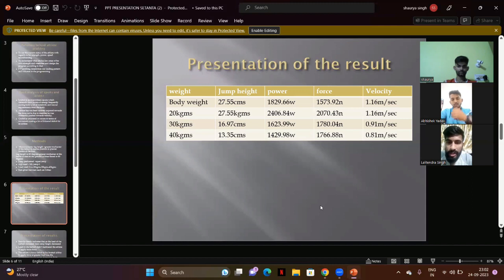In the fourth one, it was 13.35. Again, he was not able to produce more force, which was the requirement as he was loaded, because his body was lacking the strength. This cost him a loss of 3 to 4 centimeters from the previous jump. He also lost his velocity. As you can see, it declined gradually from 1.16 to 0.91 and then 0.81.